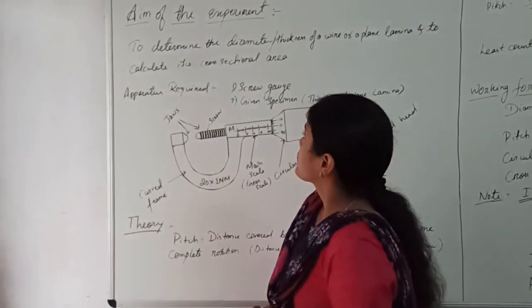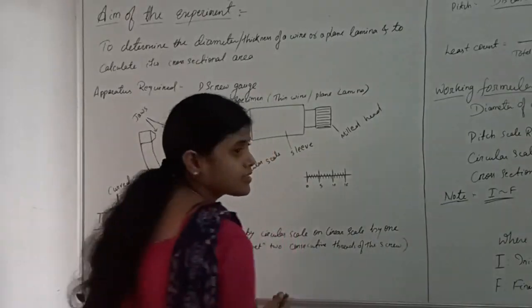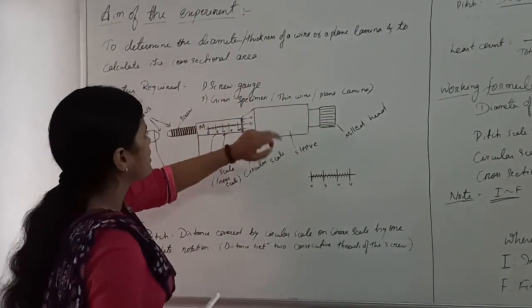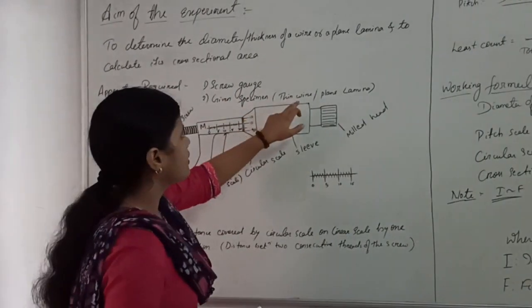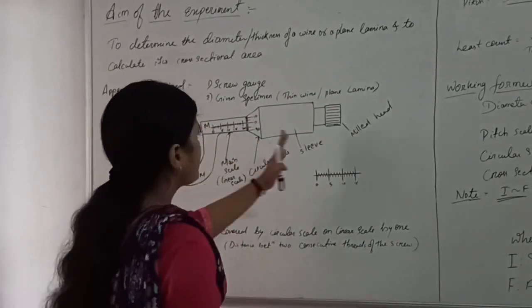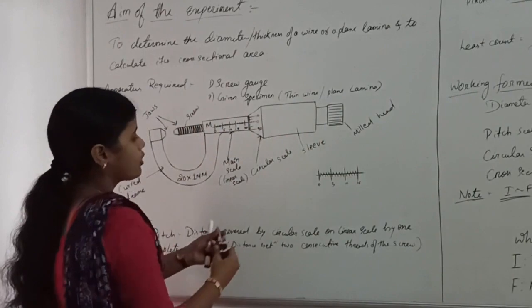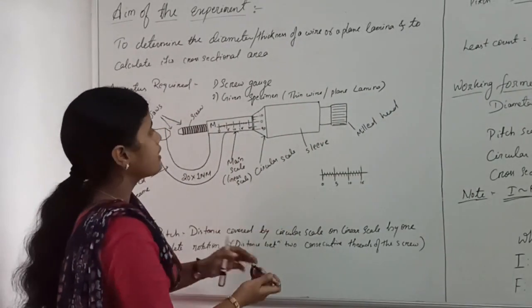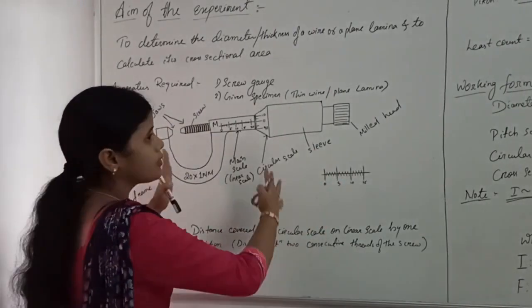The apparatus required for this is a screw gauge and a given specimen. That is, the specimen can be a thin wire or a plain lamina. Let me tell you about the various parts of this screw gauge. To show you each and every part, I have drawn it in a big space on the board.